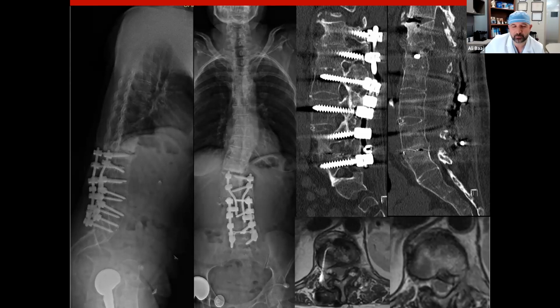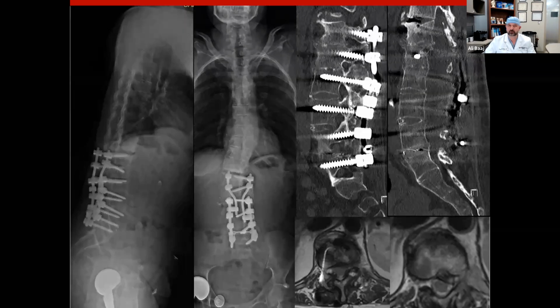Has anybody actually measured Hounsfield units or any other objective parameter of the fused bone? I feel like I should know this, but I really don't. A more objective analysis of the strength of that bone. Is anybody aware of any studies assessing that fusion mass?